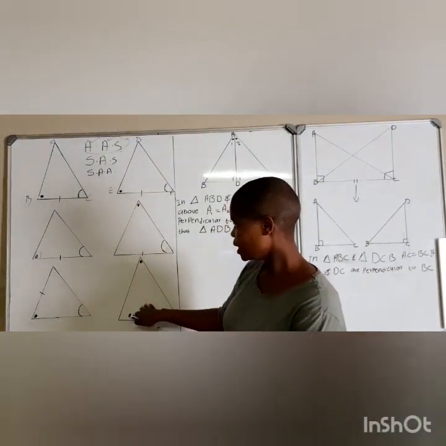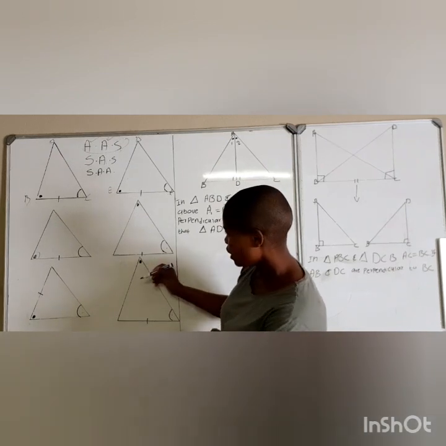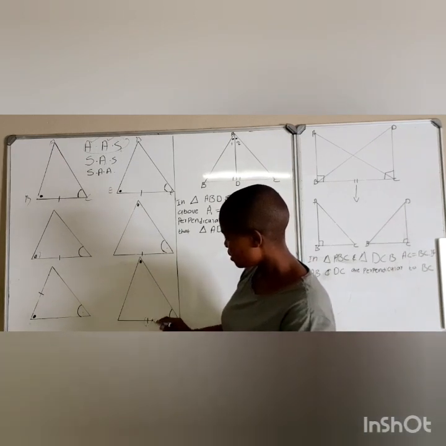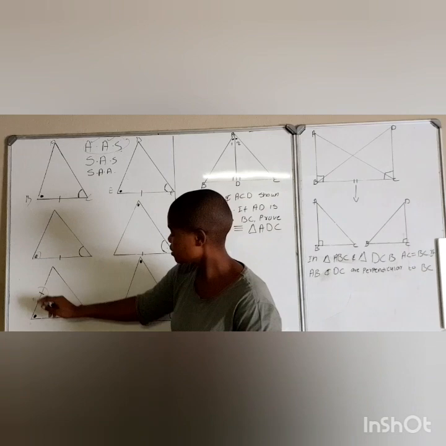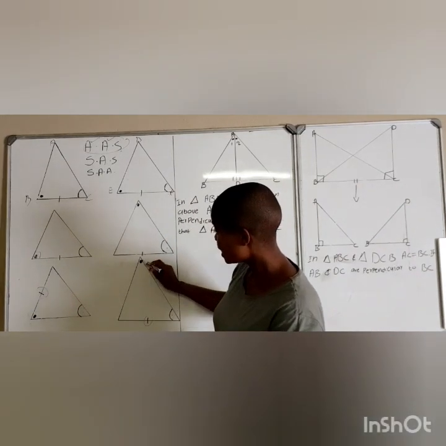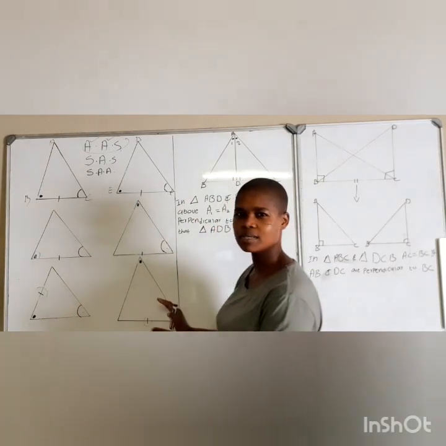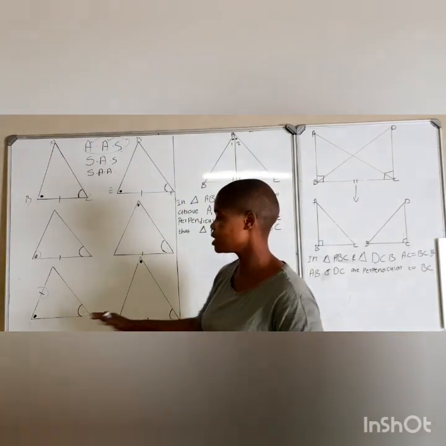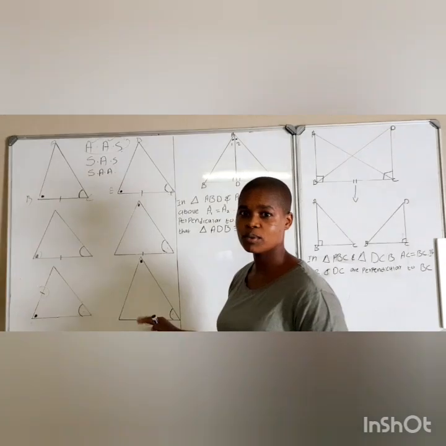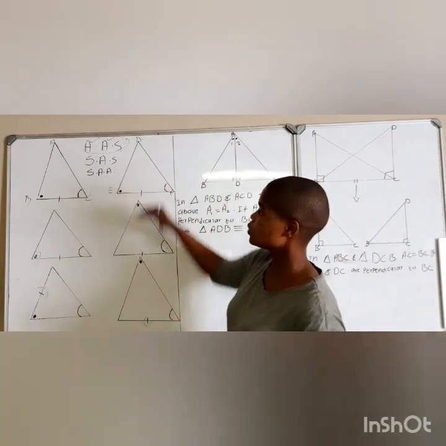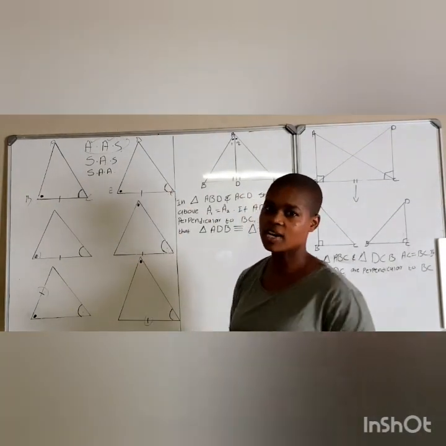Similar example: we have a side here and a side there. We've got an angle there and an angle there. Looking at that, they are not in the same position, and that means these two triangles cannot be congruent. I hope that you will know the difference between these three triangles.